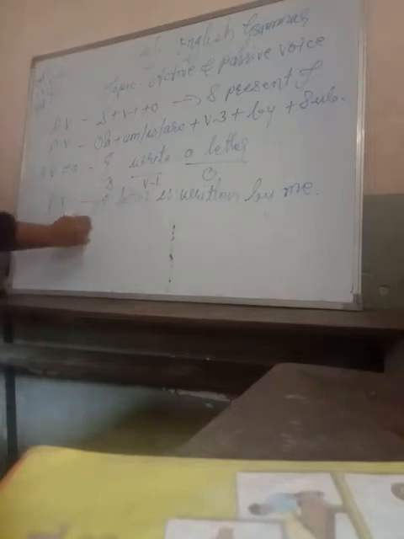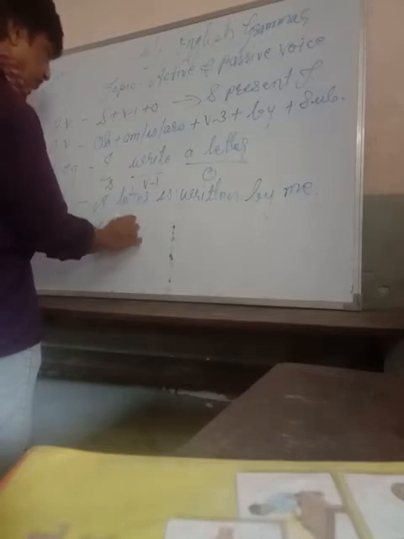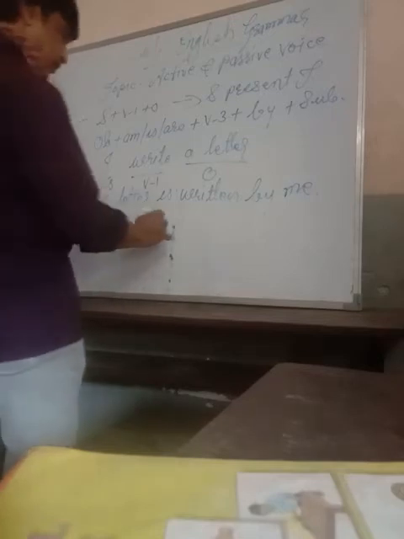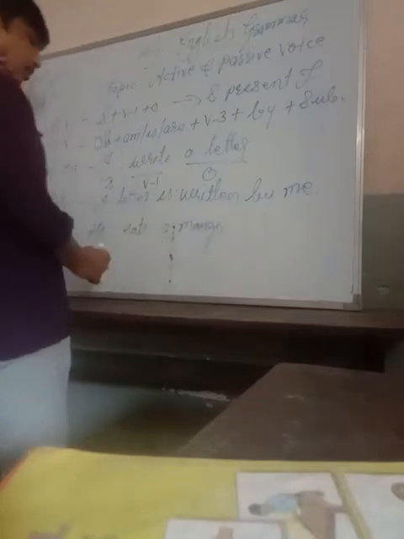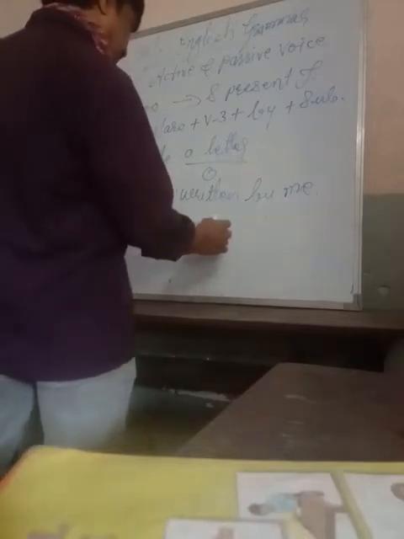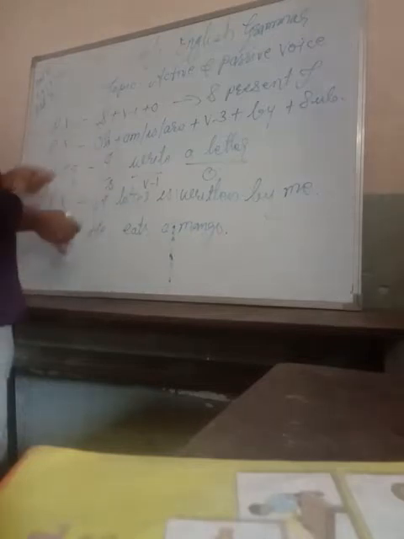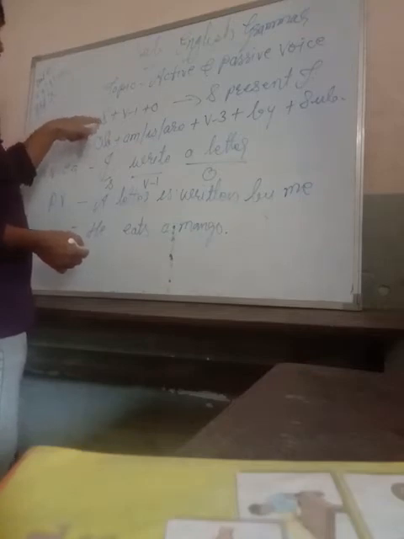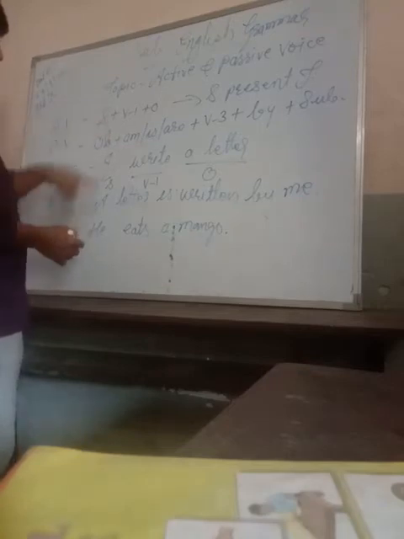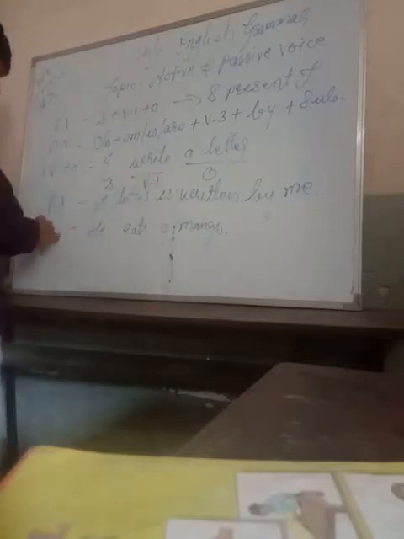Another example I am going to give you. He eats a mango. Okay, he eats a mango. Very simple sentence I gave you. Here also the same thing. All the factors are found in the first formula, that is active voice: subject he, V1 eats, an object a mango. So we have to convert it into the passive voice.